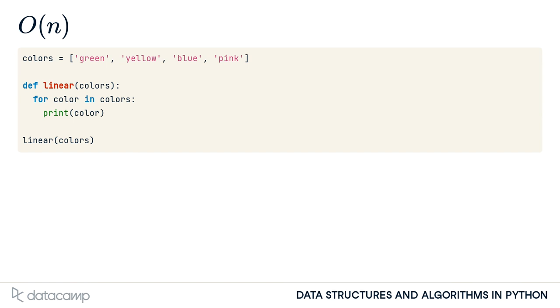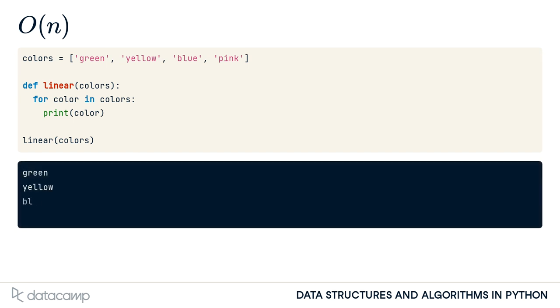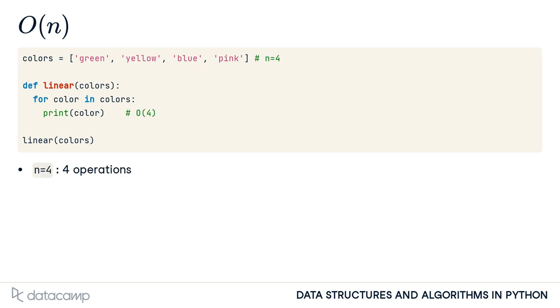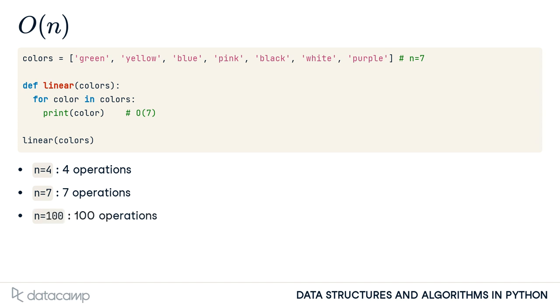The loop shown iterates over the list and prints one color on each iteration. If we have 4 elements, that is, when n is 4, we perform 4 print operations. If we have 7 elements, we perform 7 operations. If we have 100 elements, we perform 100 operations, and so on. This algorithm follows a linear pattern, and its complexity is O of n.